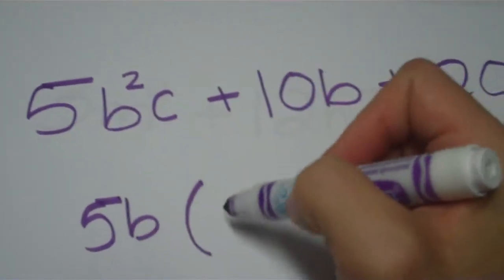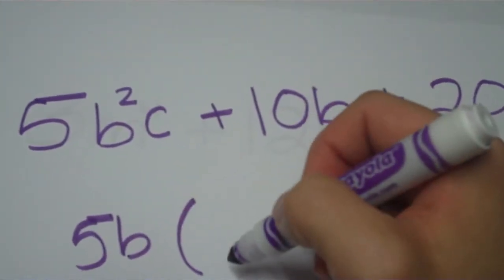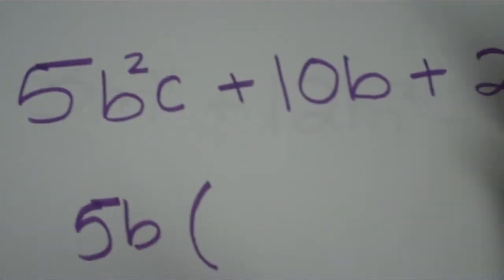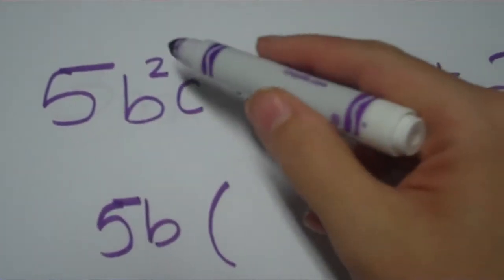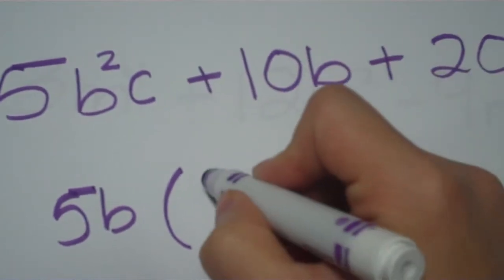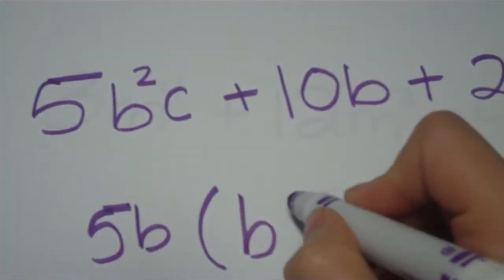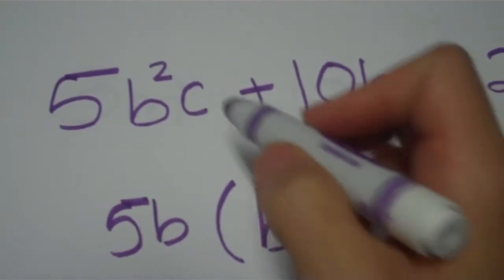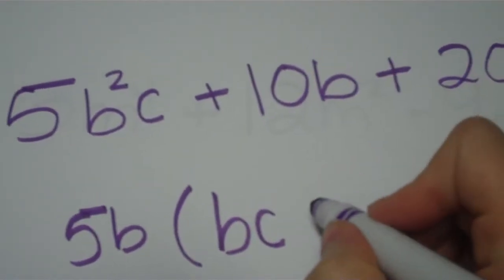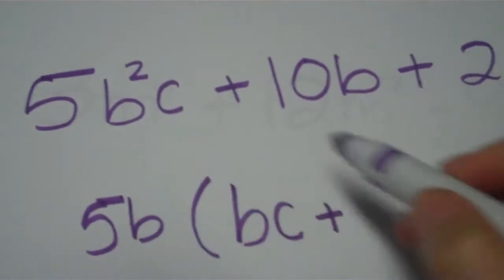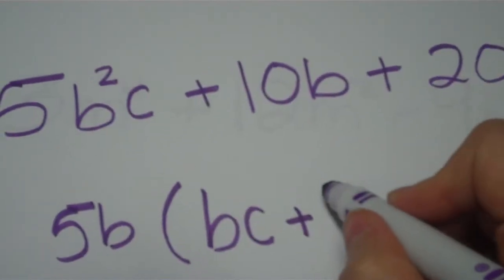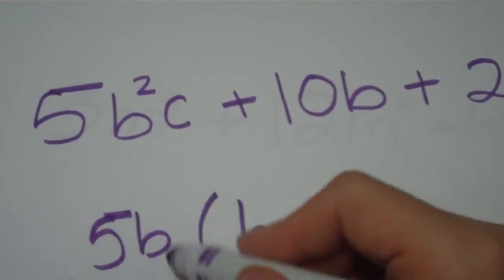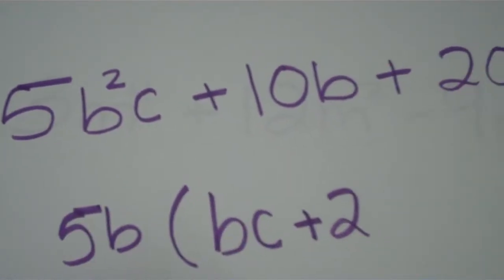So 5 times what is 5? You could either put a 1 here, or you don't have to, because if there is no number, then it's a 1. There's 2 b's. I took away 1, so there's still 1b, and that c is still there. Okay? Plus 5 times what is 10? And that would be 2. 5 times 2 is 10. Here's 1b, and you took a b away, so there's no more b's.